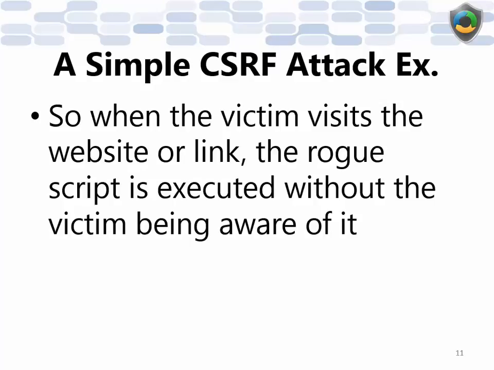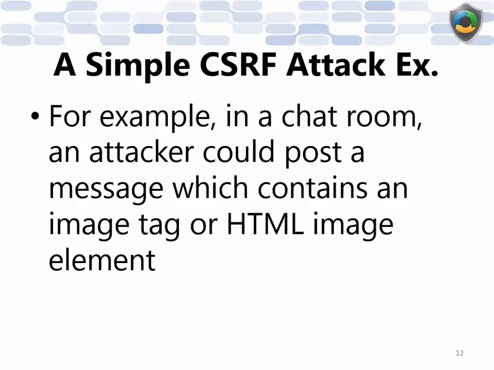So, as mentioned, the victim visits the website or link. There's a rogue script that they execute because the victim doesn't even think that there's any problem with it. Here's an example. In a chat room, an attacker could post a message that contains an image tag or an HTML image element. There was just a story on the news recently about some attackers from another country that had gone in and breached data from people at all sorts of financial sites. And what they would do was, when those people would log into their sites, they would send things to them, with stuff embedded in there saying, hey, you might be interested in this type of thing.